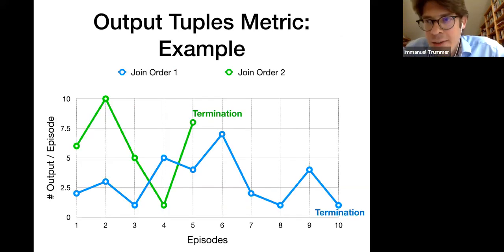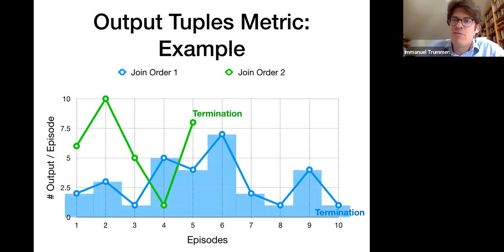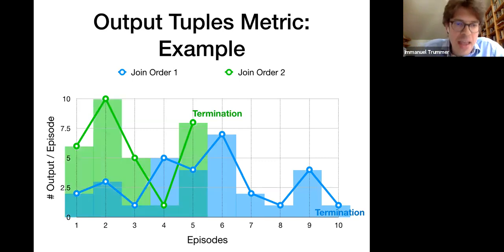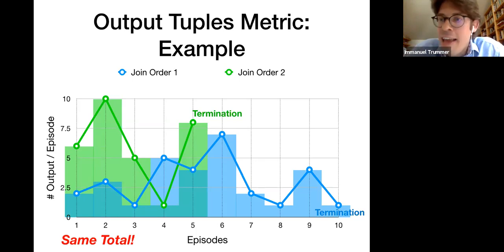Now with this plot here, I compare two join orders for the same query. As you see, the green join order already finishes after 5 episodes, while the blue join order requires 10 episodes. And on the y-axis, you see the number of join result tuples produced per micro episode. And as you see, the number of result tuples varies over time. But if I look at the total number of join result tuples produced, which in this illustration corresponds to the area under those curves, then the total number of result tuples needs to be the same for both join orders since they process the same query.